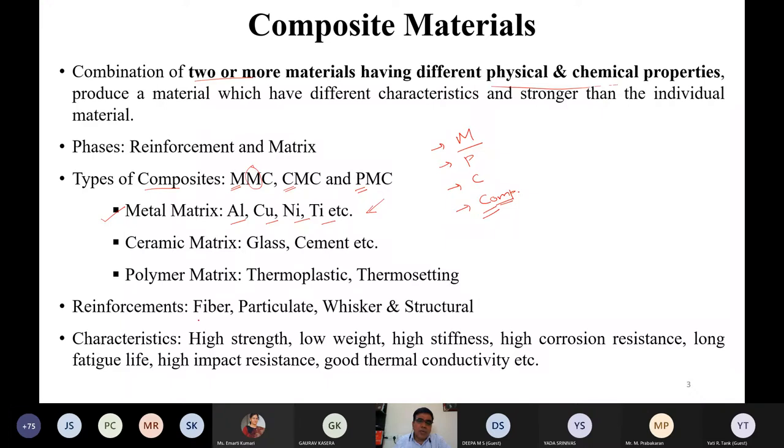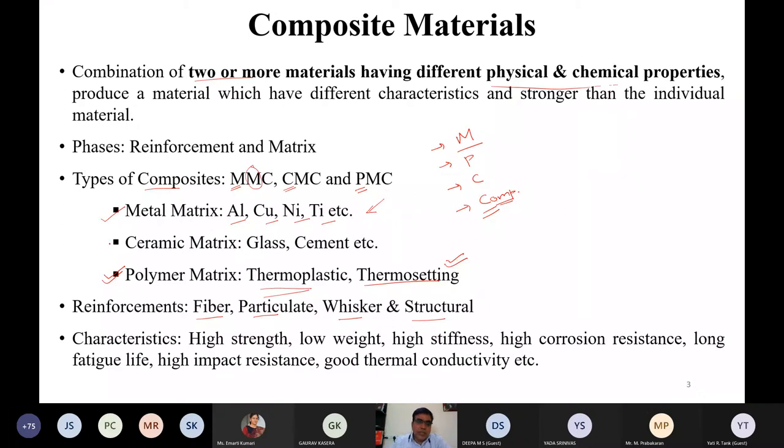Of course, the reinforcement can be in the form of a fiber. It could be particulates, small particulates like abrasive particulates. It could be discontinuous or continuous like structural elements also. But we should be talking here about polymer matrix. That means we will be having a polymer category, either thermoset or thermoplast. Why do I call thermoset first? Because we will be dealing mostly with the thermoset materials. Okay.